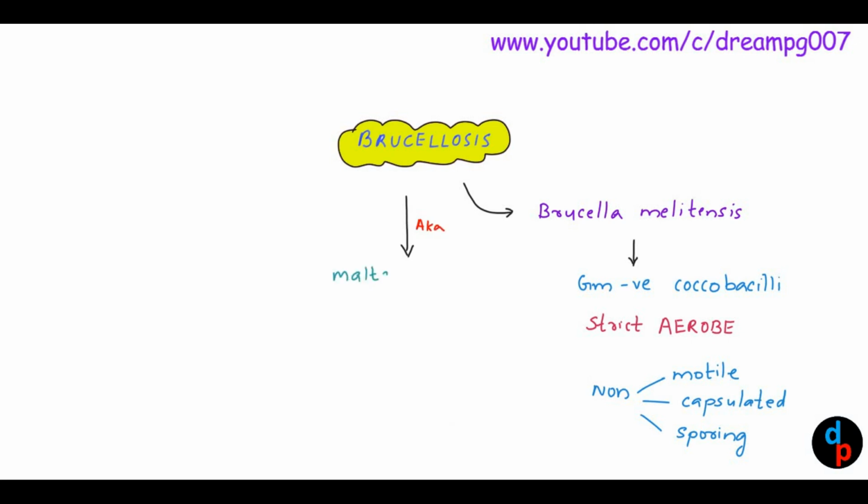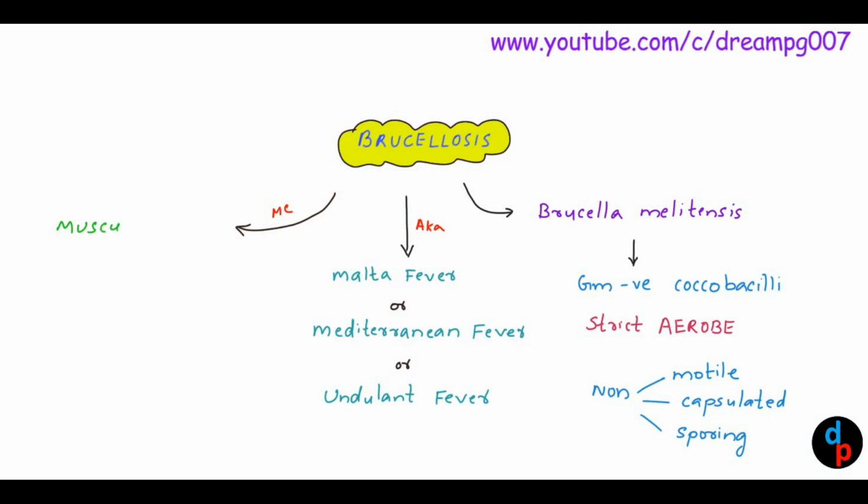Other name for brucellosis is Malta fever or Mediterranean fever or undulating fever. Most common characteristic feature of brucellosis is musculoskeletal pain. Brucella is used as an agent of biological warfare. Major virulence factor seen in Brucella is lipopolysaccharide.